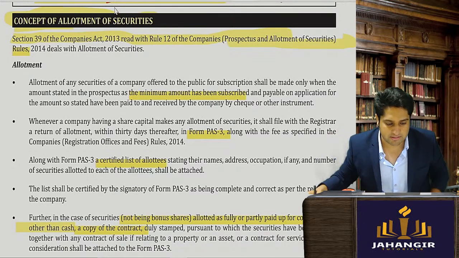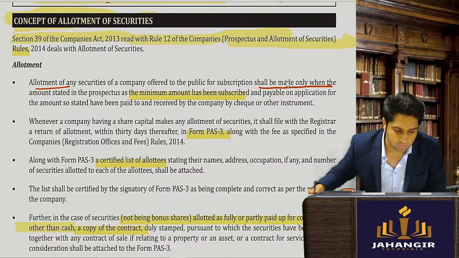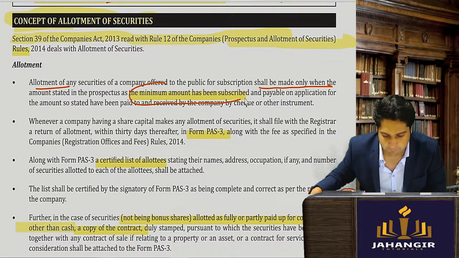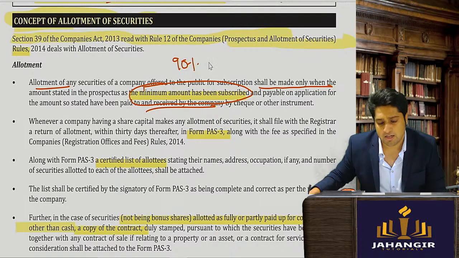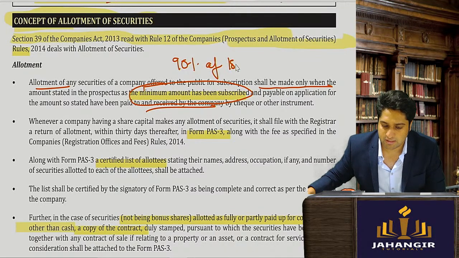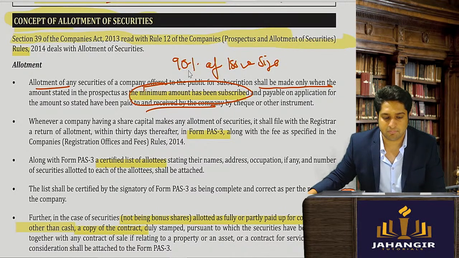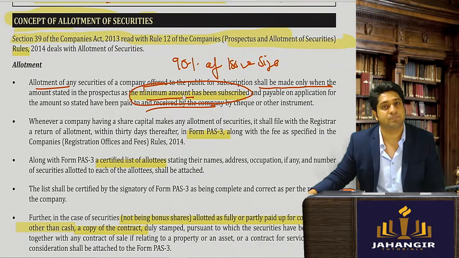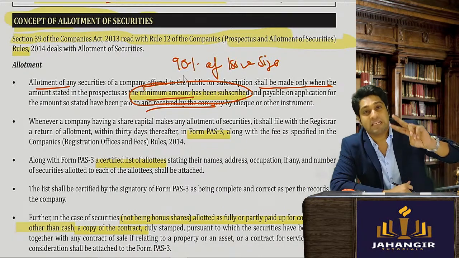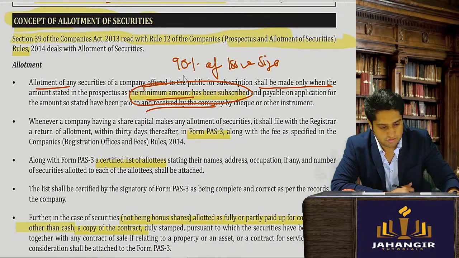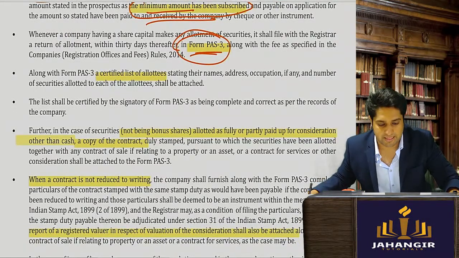So very important is, allotment shall be made only when the minimum subscription in the prospectus has been received, and minimum subscription given is 90% of the issue size unless otherwise stated. Okay, so the minimum amount is given, so minimum subscription should be received. The minimum application amount should be given. Second, PAS 3, a return of allotment, is to be filed. I told you PAS 3.